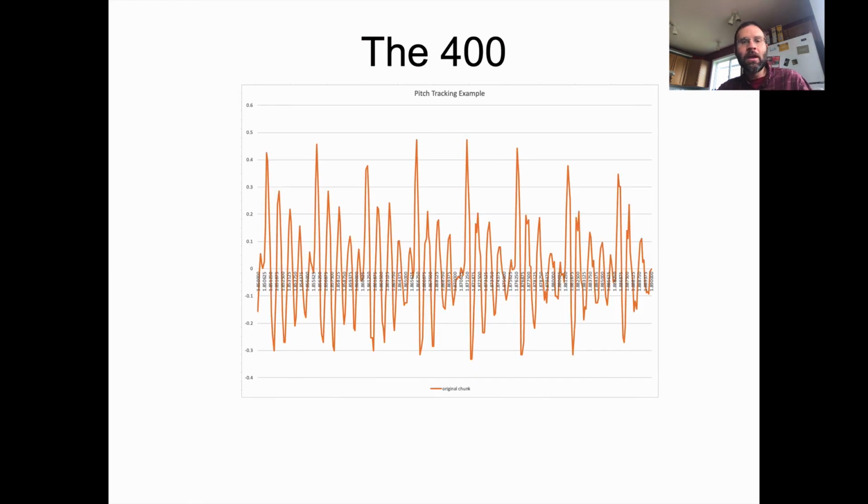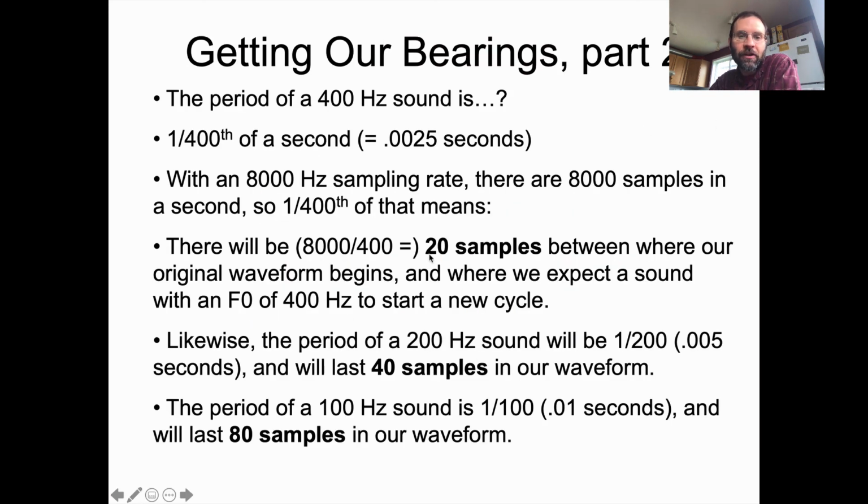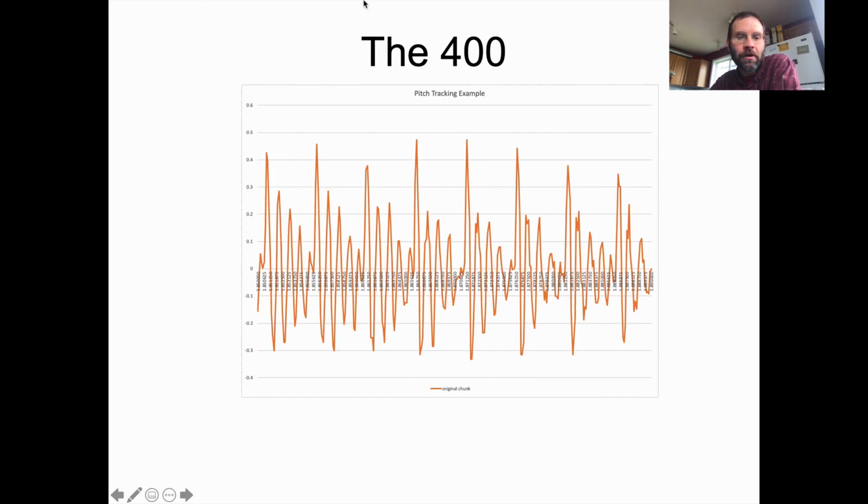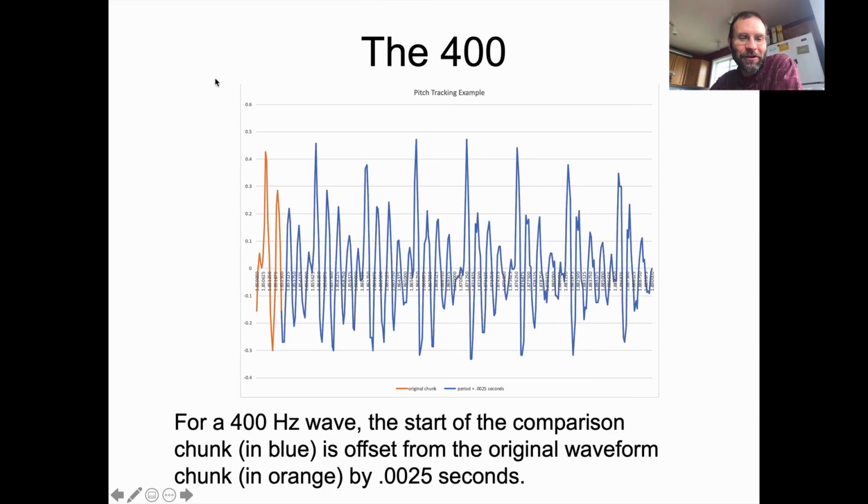I'll show it to you visually. So let's look at 400 hertz first. That, again, is the highest frequency, which means that it has the shortest period. And as we figured out here, that means there's only going to be 20 samples in the period for 400 hertz. This is what the initial waveform looks like for a 400 hertz wave. The start of the comparison chunk is going to be blue here. So this is where our initial window begins at the 0 point, or the 1.85 point time-wise here, really. 20 samples later, we're at this transition between the orange and blue.